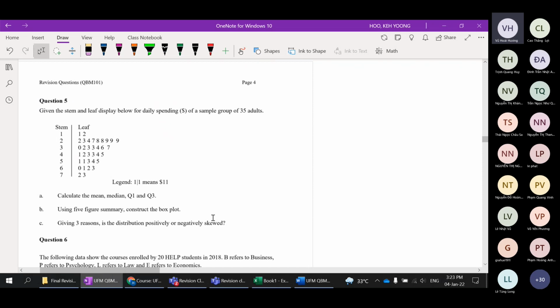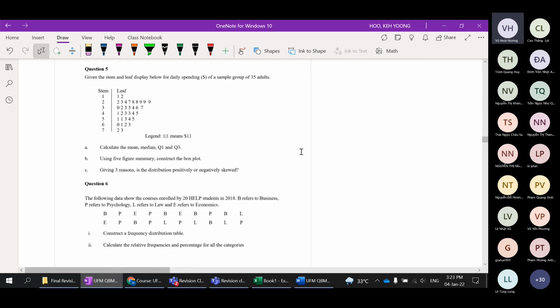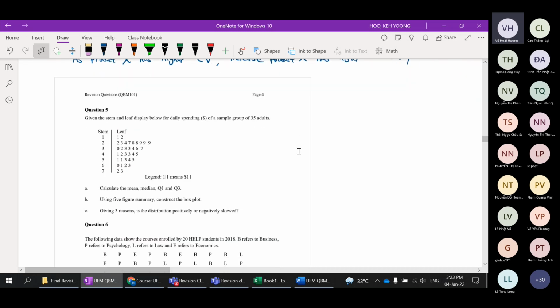So look at question number 5. You're given a stem and leaf display for the daily spending of a group of 35 adults. Calculate the mean, median, Q1, and Q3. So you have 35 adults. Let's work on the answers and write this up here.